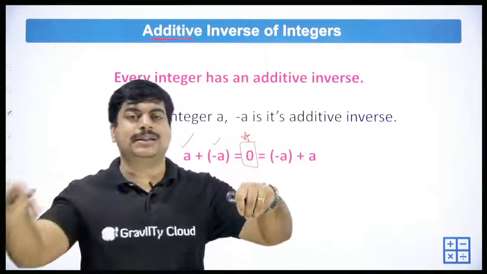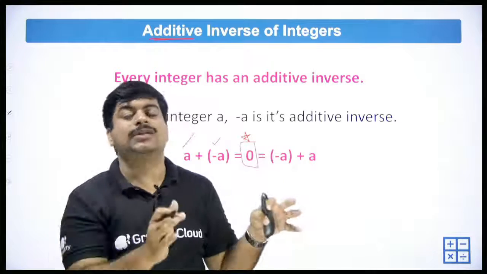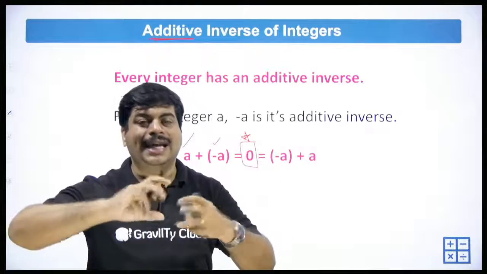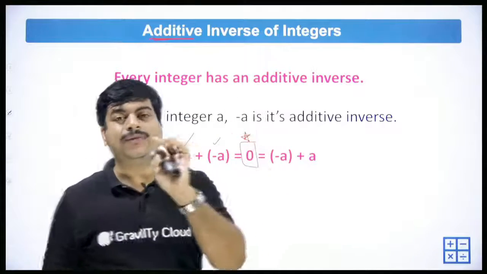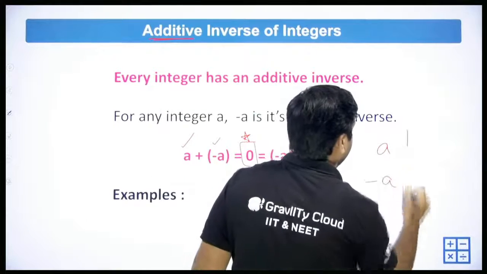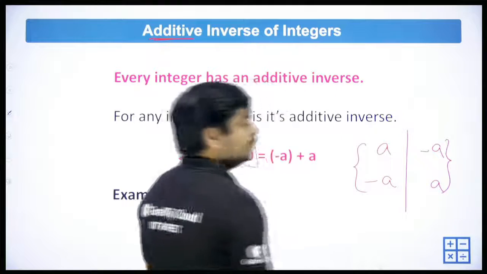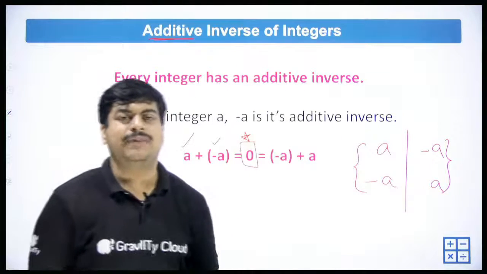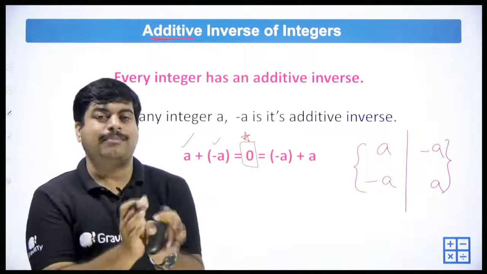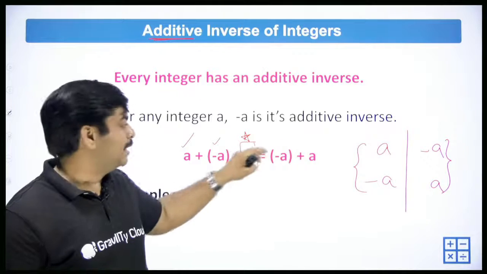2 minus 2 is 0. 10 minus 10 is 0. Minus 1 lakh plus 1 lakh will give you 0. So that means the negative of the number is called additive inverse. For a number A, minus A is the additive inverse. Understand? If I have 10, minus 10, if I have 20, minus 20, if I have minus 1000, 1000, these two will sum up to give you 0. A plus minus A will give you 0.